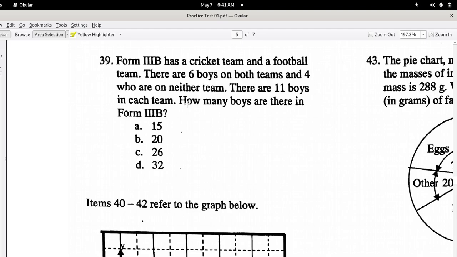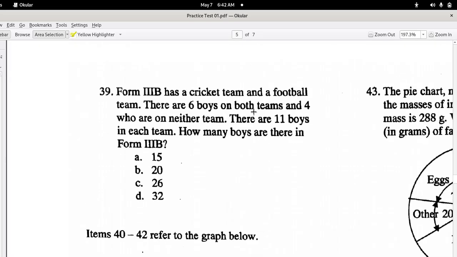Okay. So, 6 boys on both the cricket team and the football team. 4 of them are not in any of those teams. Right? So 6 boys are in both of them one time. 11 in each team. Again, a Venn diagram is going to help you. Alright? For question 39.